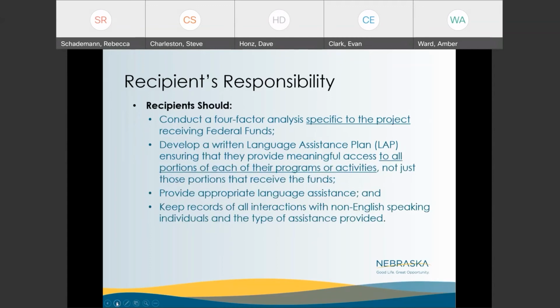So recipients, sorry, I did a find and replace and that did not work well for me. So that should be subrecipients located there. So please forgive me throughout the presentation on this.